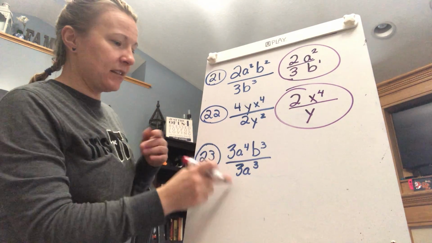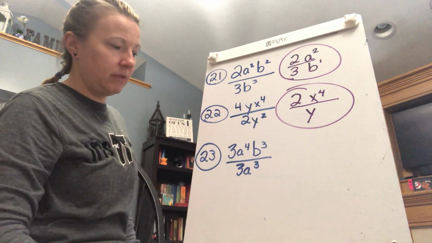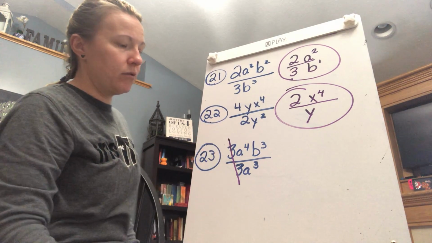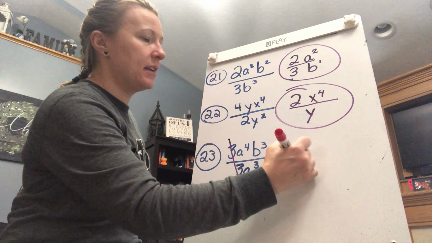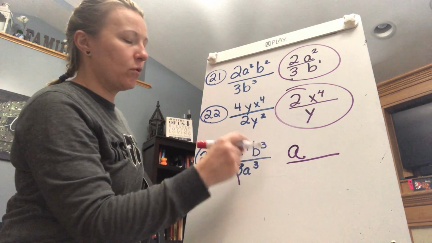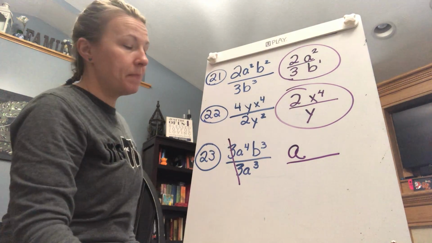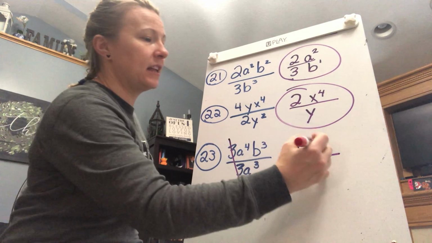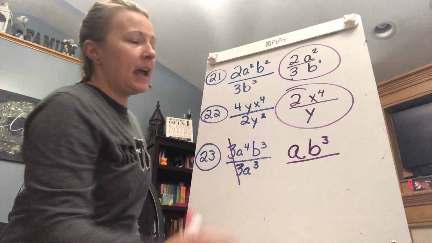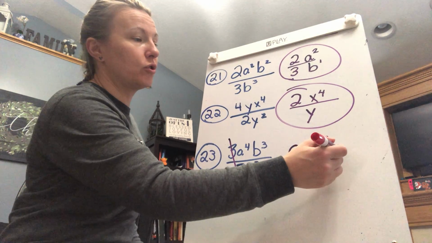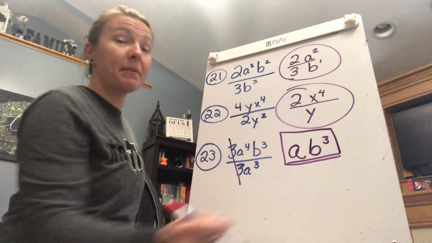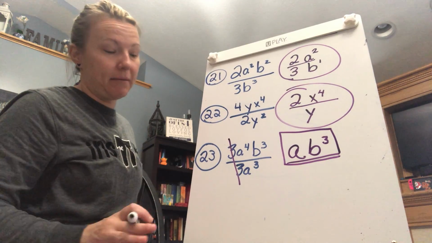This guy, the 3's cancel out. I've got no numbers. That's nice. I've got 4 A's and 3 A's, so the A's are on the top, and 4 minus 3 gives me 1 A. And then B to the 3rd, there's nothing left with it, so it's B to the 3rd. And so you really don't need the fraction. You could put it over 1 if you want, or you could turn that fraction bar into a box and say, hey, I'm done, because there's nothing left on the bottom at all.